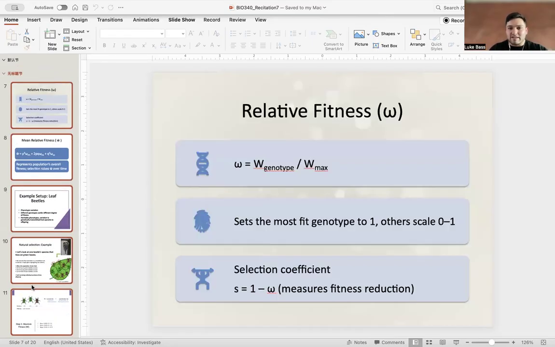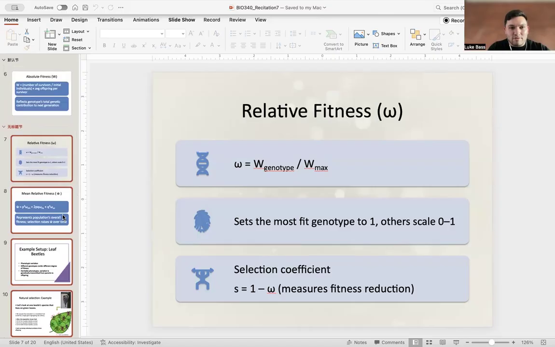Then looking at relative fitness, which is a slightly different W. It looks like a Greek letter. I don't know it off the top of my head, but that's the absolute fitness of the genotype divided by the maximum. So any given genotype divided by the maximum gives you the relative fitness, which makes sense. We're looking at it relative to the maximum fitness. So this sets the most fit genotype to 1, and the others are some ratio between 0 and 1.